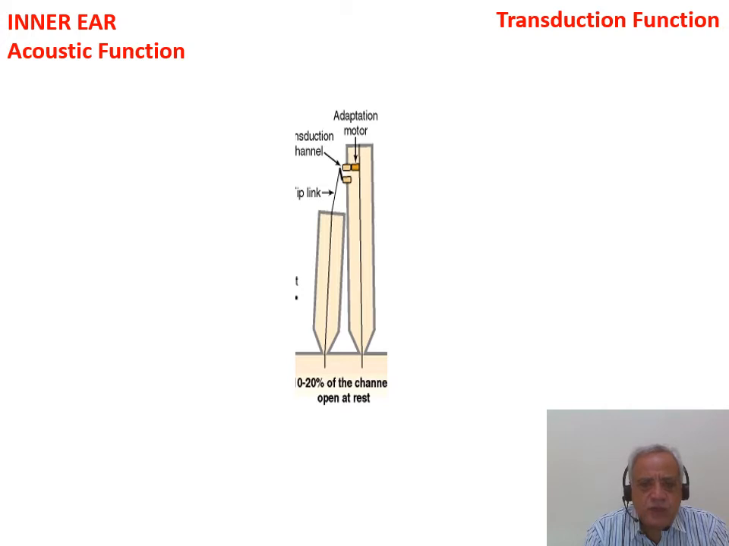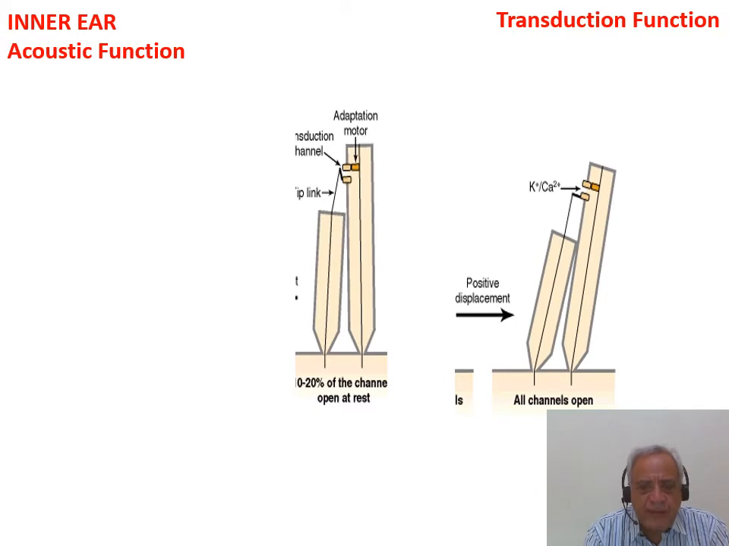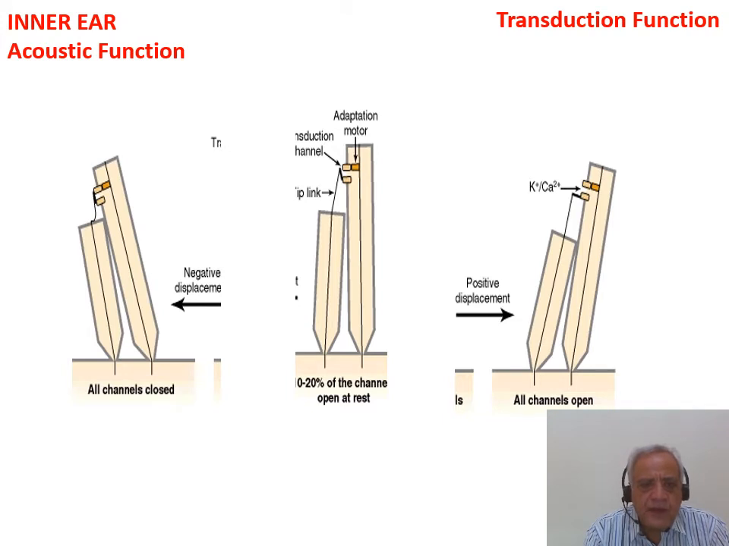In the resting case, usually the stereocilia are in a resting position, so most of the gates are closed. Maybe only 10 or 20% are open, but the rest are closed. If the cilia bend toward the long one, there will be opening of the gate, allowing the influx of potassium and then calcium, stimulating the nerve. But if the movement goes back towards the short cilia, the gate will be closed and there will be no stimulation at that time. So we have positive displacement towards the long cilia and negative displacement toward the short cilia.